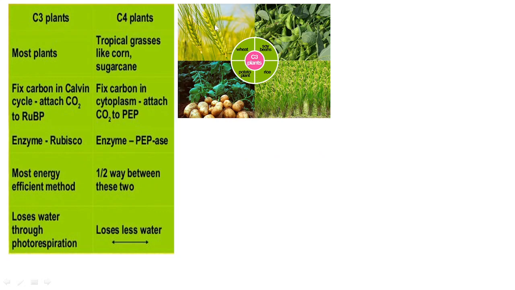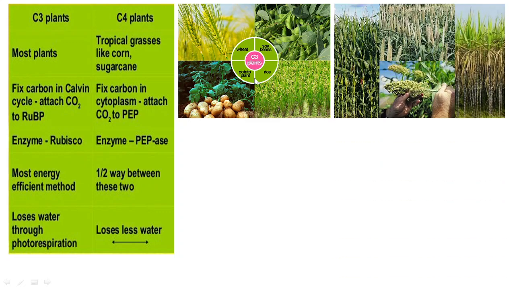Now here you can see the pictures. These are wheat, soybeans, potato plant, rice. These come under C3 plants. Then you have these, which are the C4 plants. These will come under C4 plants.